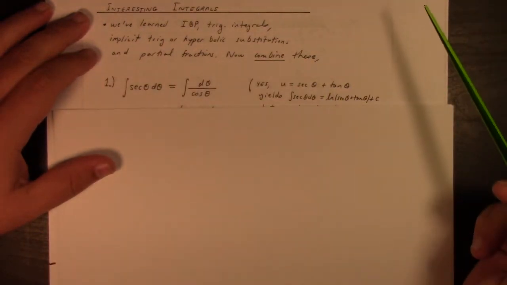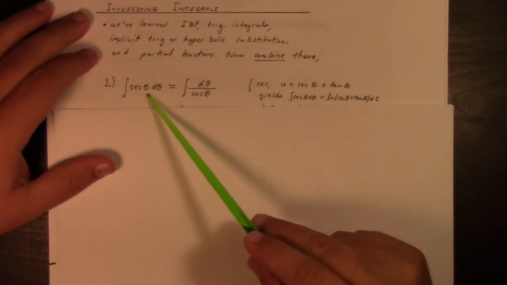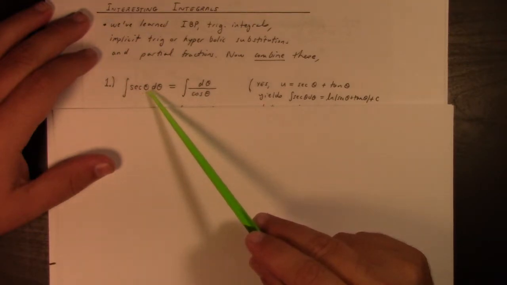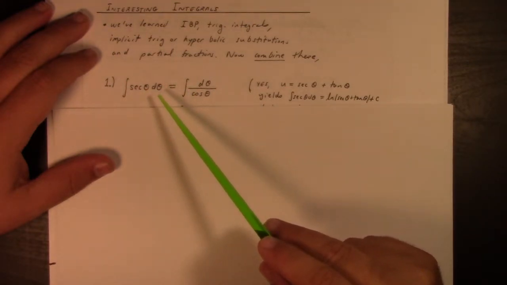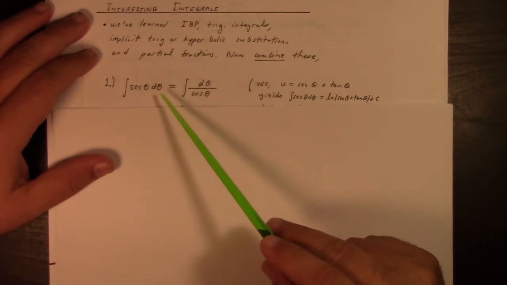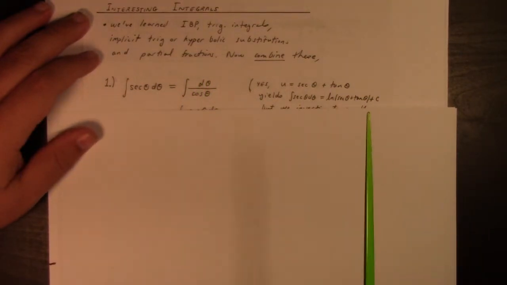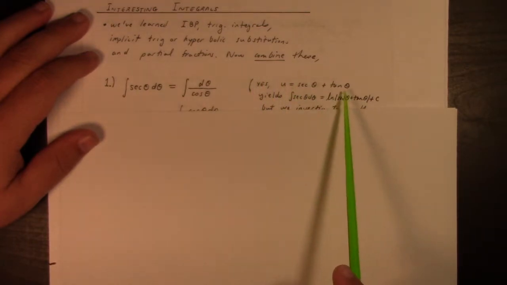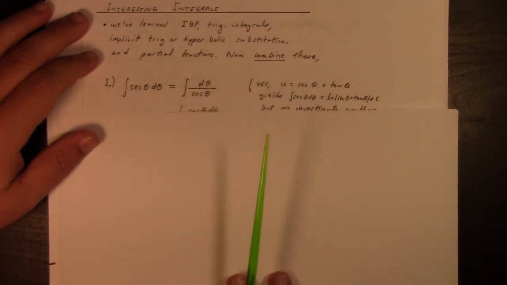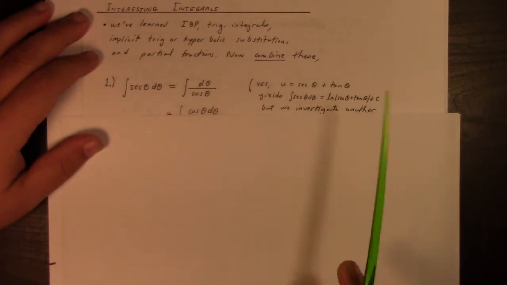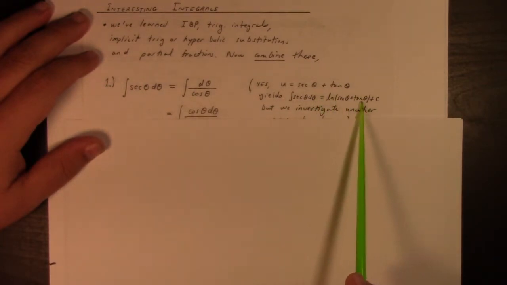Integral of secant theta. I actually said in a previous lecture that the integral of secant theta was the natural log of the absolute value of secant plus tangent. You might have noticed, but I never explained it. Well, I'm explaining it now. So here we go. If you make a u equals secant plus tangent substitution, then you can get this answer.